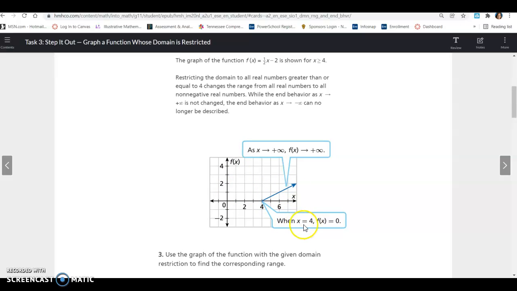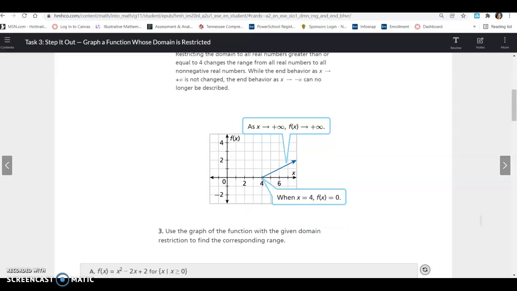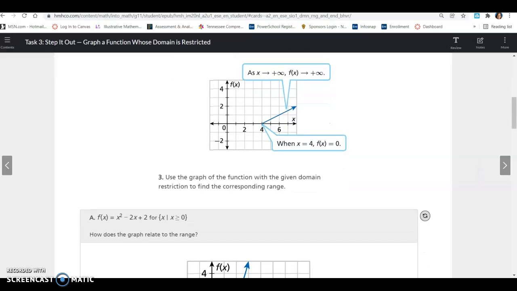Alright, so when x equals 4, f of x equals 0. So it only has one value since it terminates at that point. So it just stops there. Alright, so it says use the graph of the function with the given domain restriction to find the corresponding range.